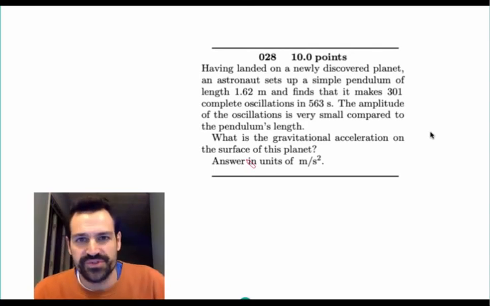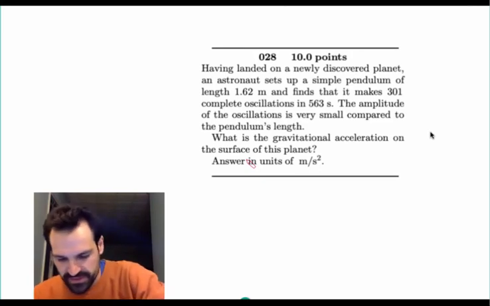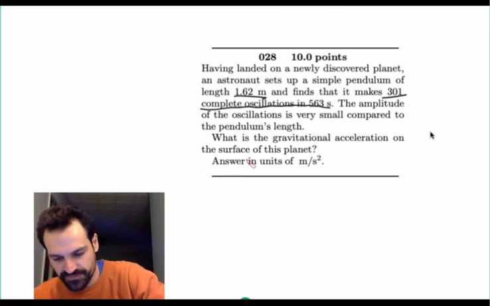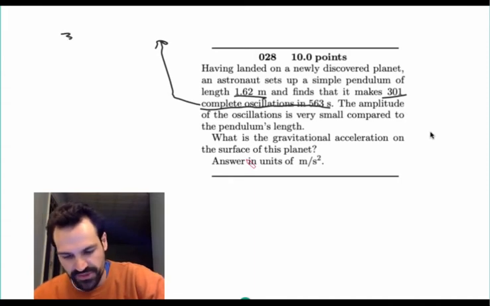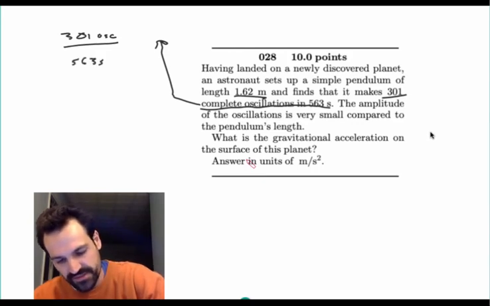Having landed on a newly discovered planet, an astronaut sets up a pendulum of length 1.62 and finds that it makes 301 oscillations in 563 seconds. So right there, I'm thinking, okay, they're telling us the frequency. 301 oscillations in 563 seconds.